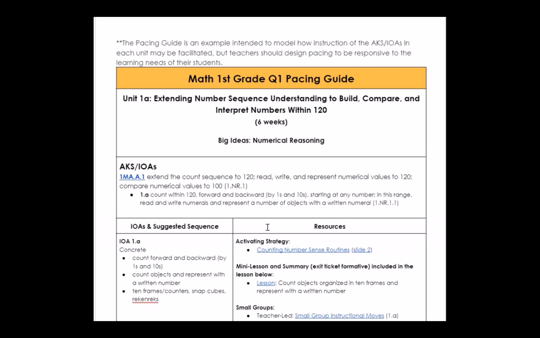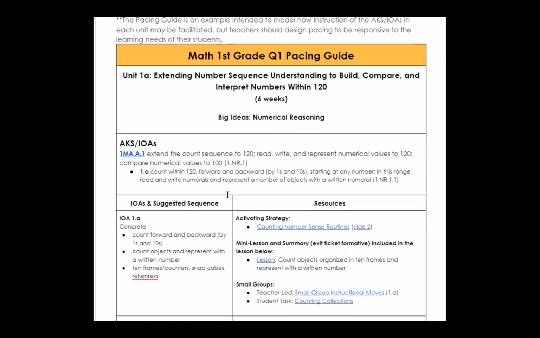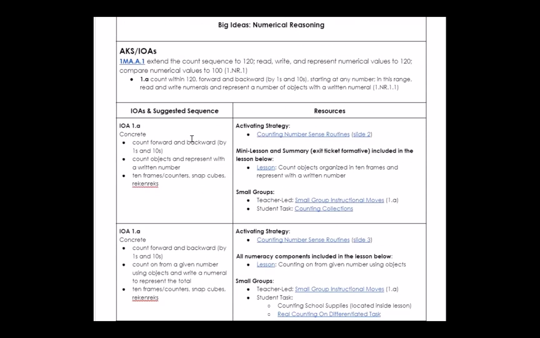In the next box, we see the first AKS and IOA that will appear in the unit. Unit 1A will begin with AKS 1 and IOA 1A, counting within 120. The left column of the pacing guide will list the progression through concrete, representational, and abstract strategies. The bullets also indicate the learning objectives for the day, as well as suggested manipulatives.